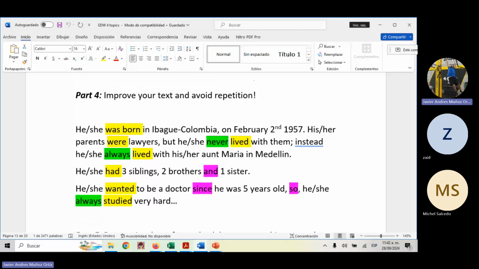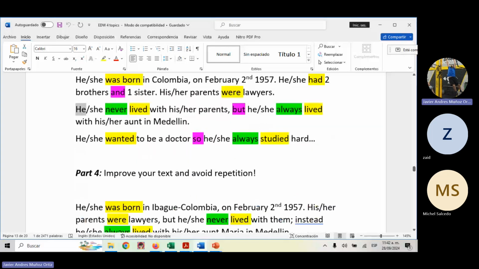right? This is a better example. For example, Cristina was born in Ibagué, Colombia on February 2nd, 1957, period. Her parents were lawyers, but she never lived with them. Let's remember this part. Let's compare them. She was born in Colombia, and this is even better. She was born in Ibagué, Colombia. The original: she had two brothers and one sister. She never lived with her parents, but she lived with her aunt.